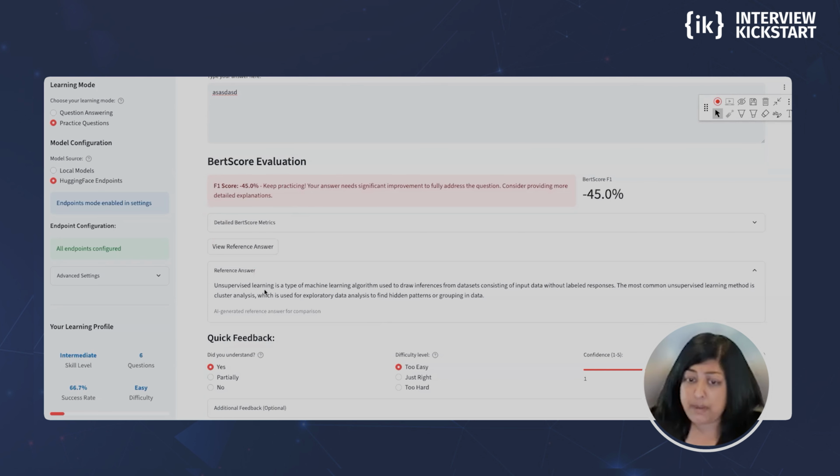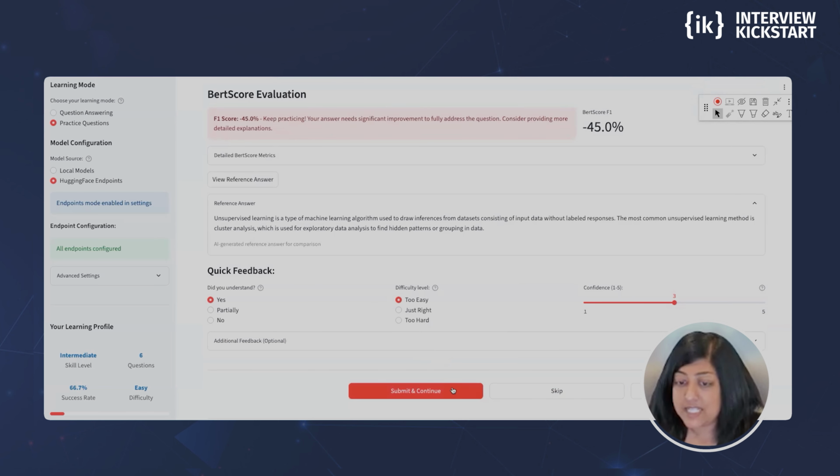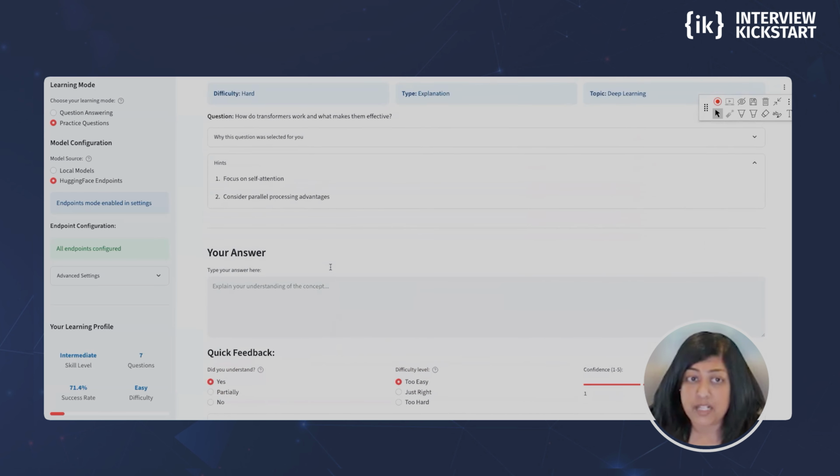Now the user provides feedback on this question. Now this is also accounted for. So the user can say, okay, did you understand? The user is being asked, did you understand the question? What was the difficulty level? What did you feel? Right? And this is being used by the agents to render the next question in the practice session. I'm going to leave it as is and just continue with this practice session.